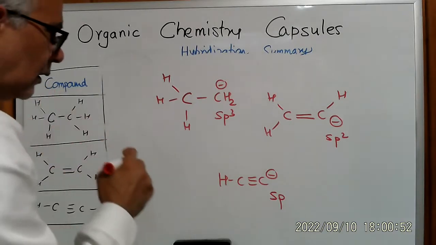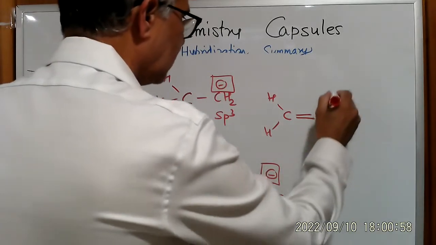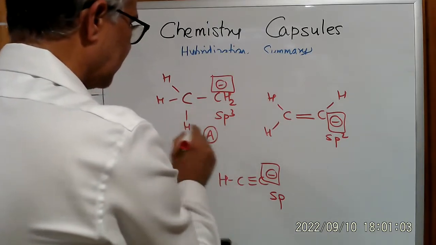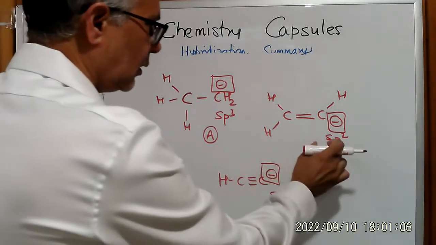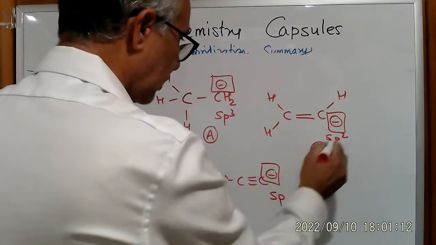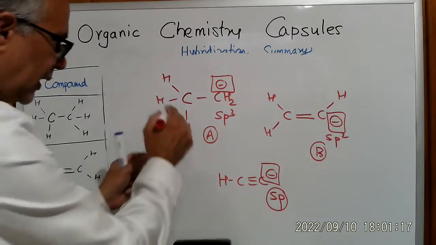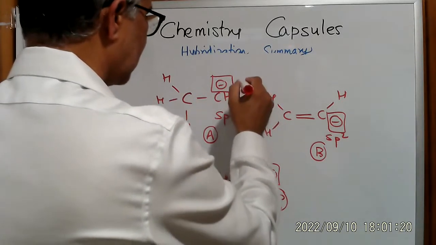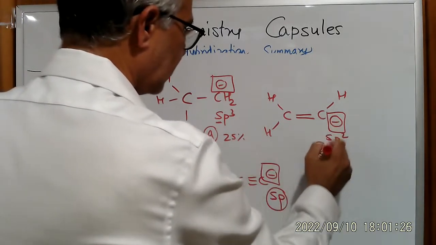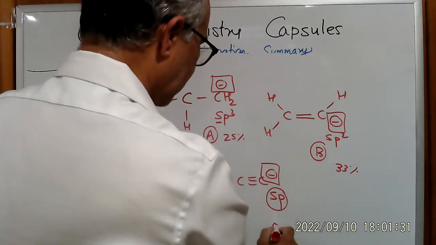So the electrons reside in these orbitals. The electron pair on anion A resides in an sp3 hybridized orbital, the anion in B resides in an sp2 hybridized orbital, and in this case an sp hybridized orbital. From the previous data point, we noticed that the s contribution in an sp3 hybrid orbital is 25%, this one is 33% s contribution to the hybridized orbital, and this one is 50%.